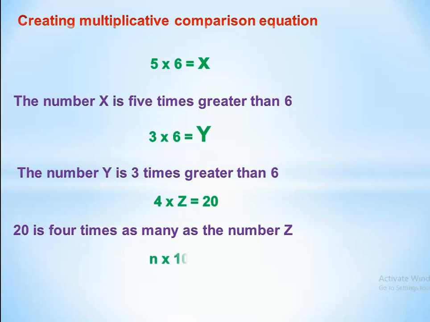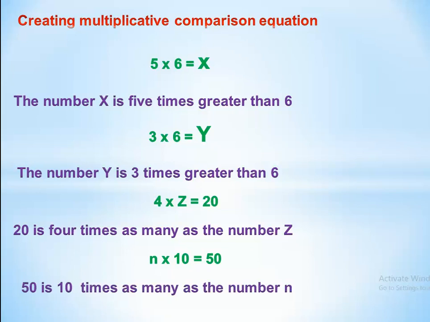Never forget. n times 10 equal 50. Okay, let's see. So 50 is 10 times as many as number n. Again, 50 is 10 times as many as number n.